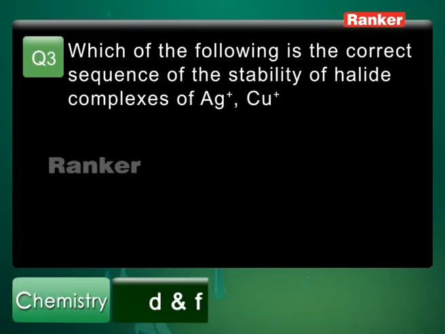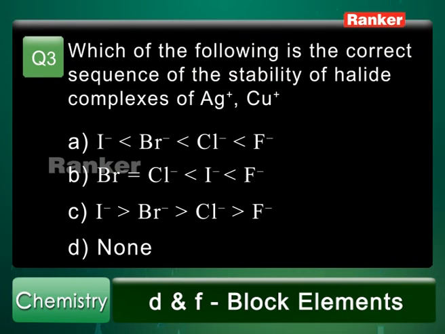Third question: which of the following is the correct sequence of stability of halide complexes of Ag+ and Cu+? Option A is I- less than Br- less than Cl- less than F-. Option B is Br- equal to Cl- less than I- and F-. Option C is I- more than Br- more than Cl- more than F-. Option D is none.